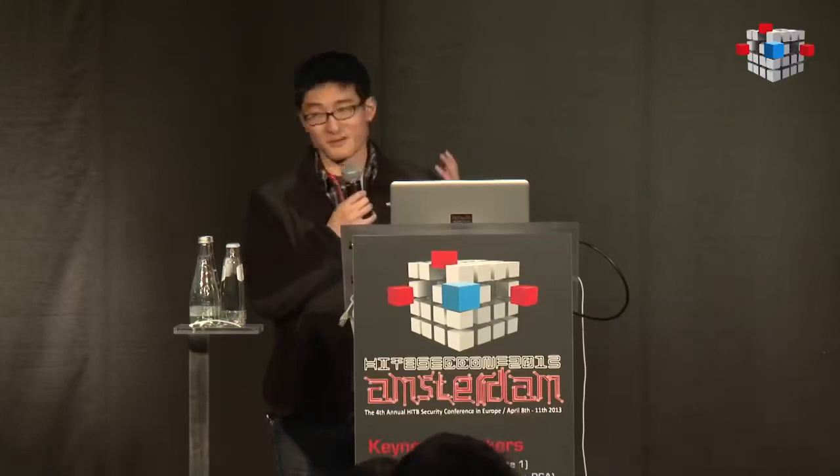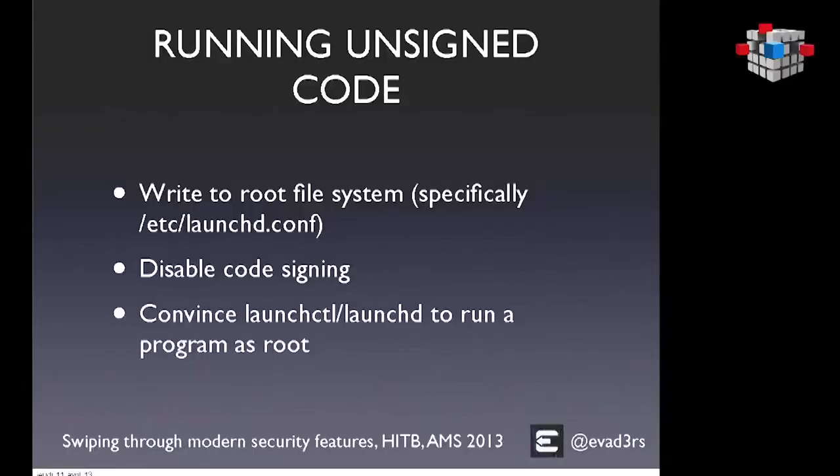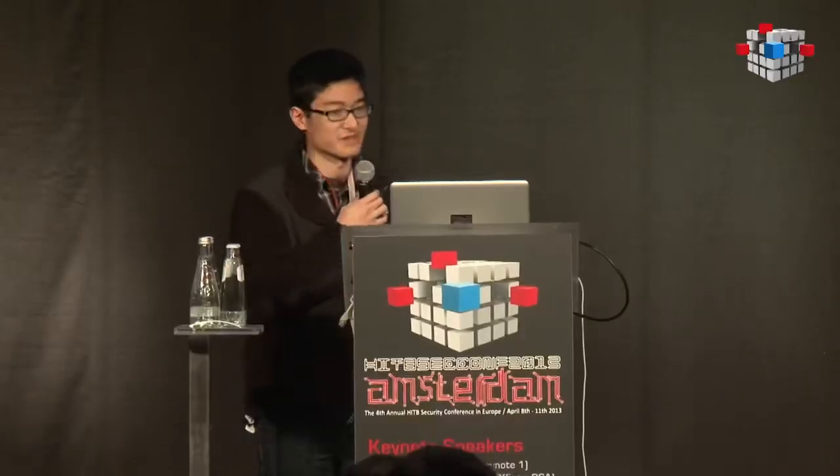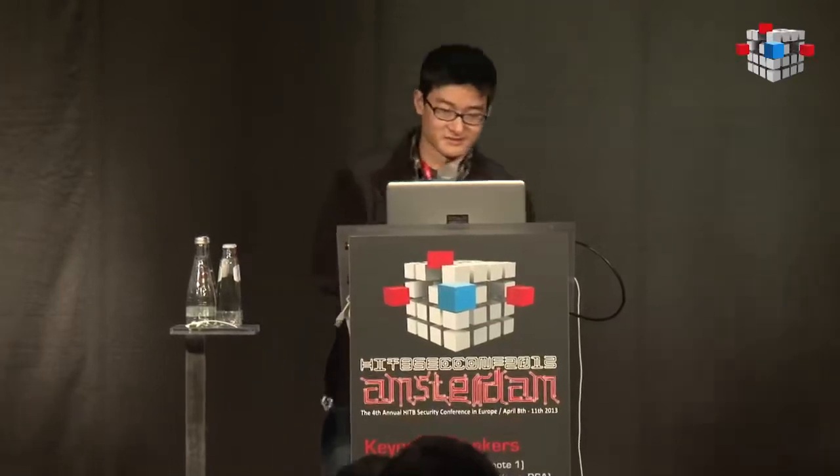So now we need to figure out how to write to the root file system so that we can write this configuration file. As long as we can write it, the third requirement is also fulfilled. Then we just need to figure out how to disable code signing. Now Nikias will talk about how we're going to write to the root file system in order to write that configuration file.